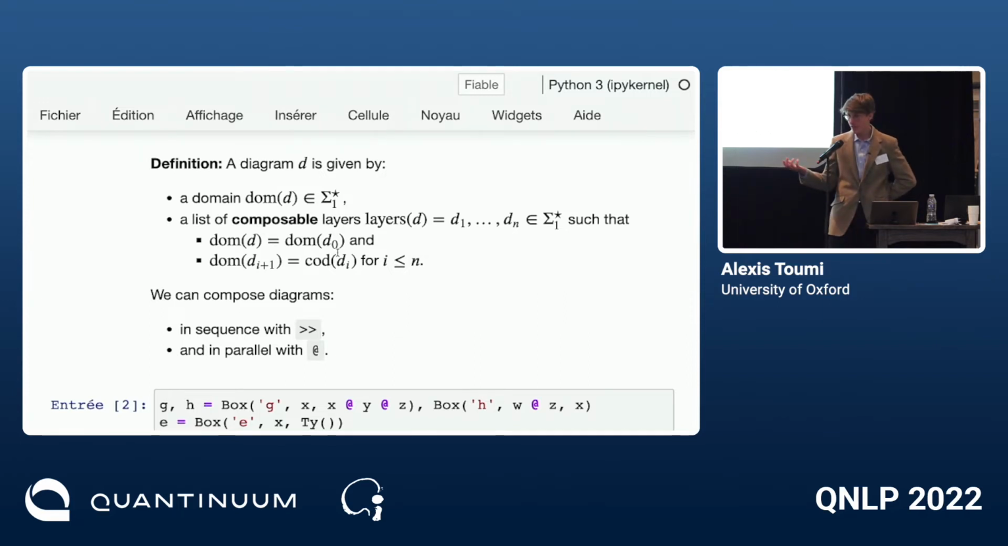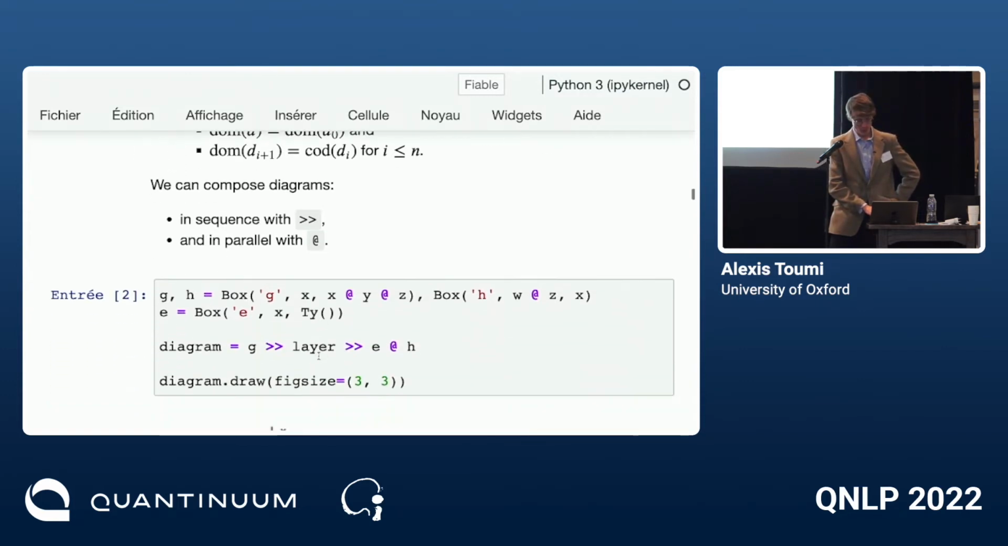Now, once you have diagrams, you can compose them in sequence, just concatenate the lists, and you can compose them in parallel, which means that essentially you do first the left guy with some wires on the right, then you do the right guy with some wires on the left. So composing in sequence is this double chevron here, and composing in parallel will be this little @ symbol. That's the closest we could find in Python.